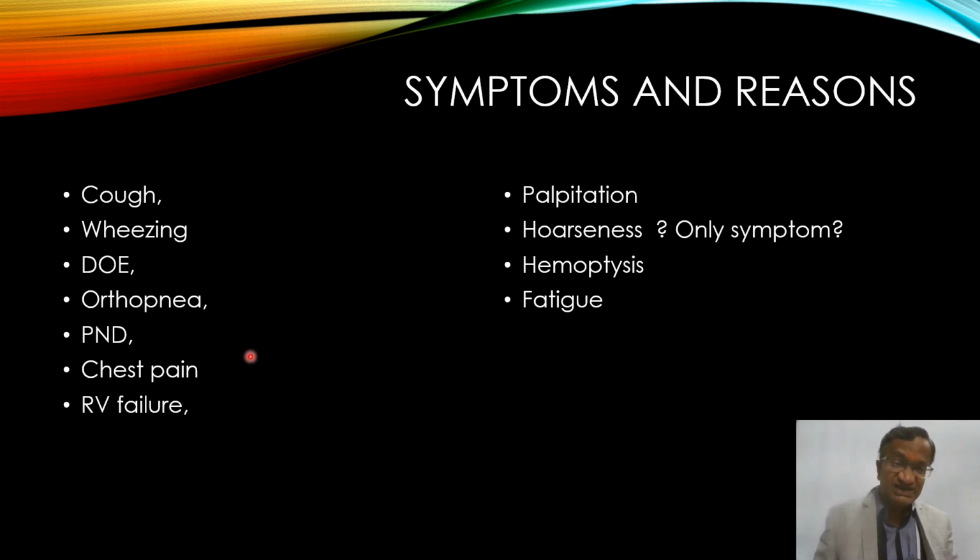Orthopnea, PND. Chest pain can occur because of pulmonary hypertension and stretch. RV failure occurs because of the back pressure; there is RV hypertrophy, which goes into failure. Palpitation is because of atrial fibrillation. The left atrium can enlarge and press on the recurrent laryngeal nerve to cause hoarseness. Because of the pulmonary hypertension, there are small aneurysms, called Rasmussen's aneurysms. Sometimes they may rupture and cause hemoptysis.